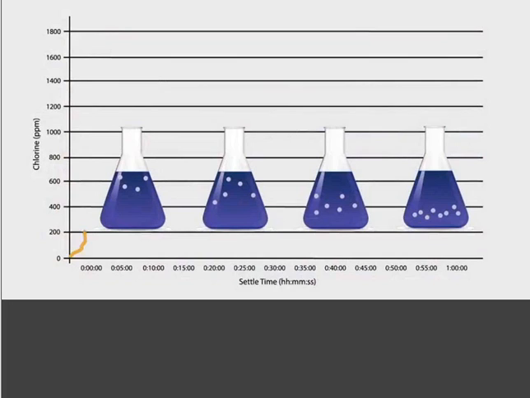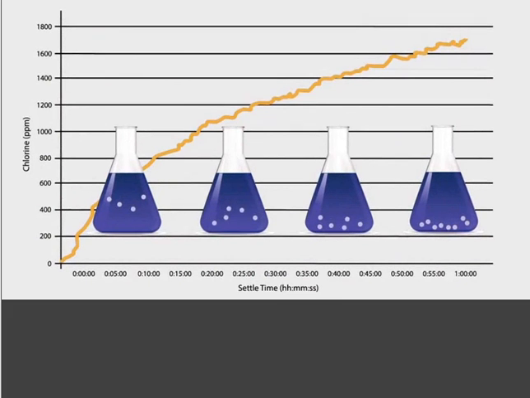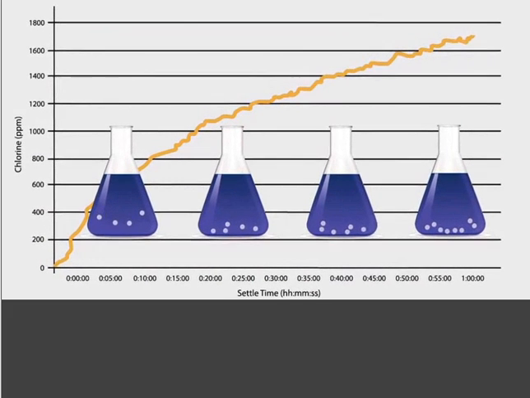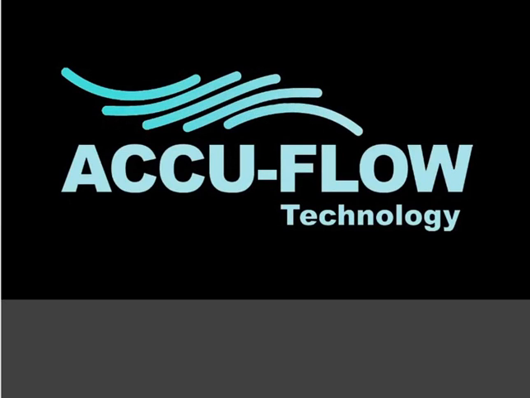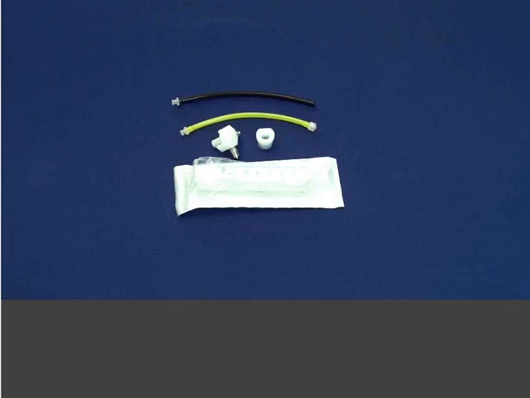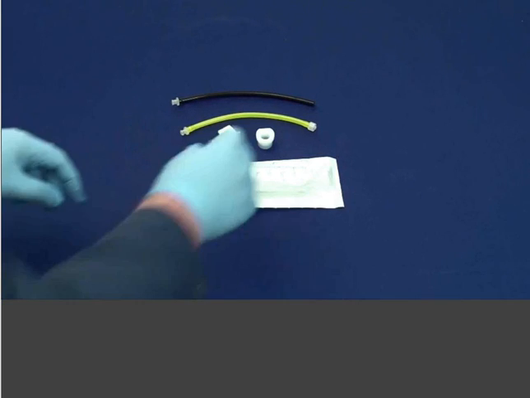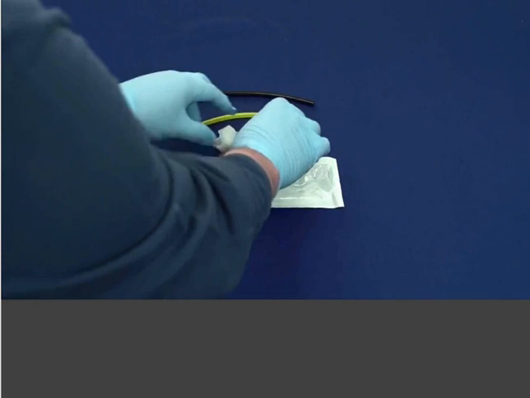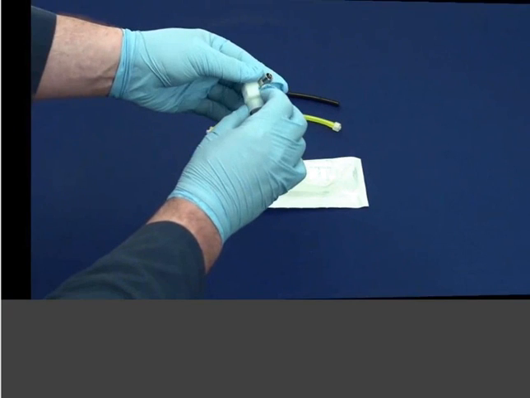In this animation, we see how particulates settle over time during a static measurement. Here we see how AccuFlow eliminates particulate settling effects by giving you direct measurement of crude streams as they exist in the refinery. To prepare to use AccuFlow technology, simply assemble the AccuFlow kit provided for your XOS benchtop analyzer.